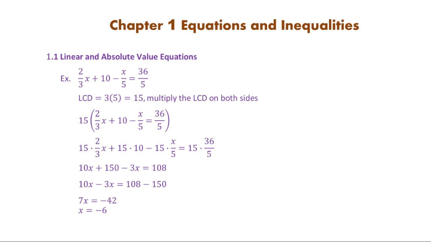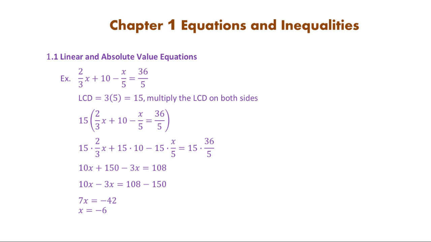So let's just do it in a clean way, as I just said. I'm going to get rid of all the fractions first. To do that, I need to find the least common denominator of the 3 fractions. So you look at the denominators, there's 3, 5, and 5. So how do you find the least common denominator? Does anybody know what the least common denominator is? Any volunteers?